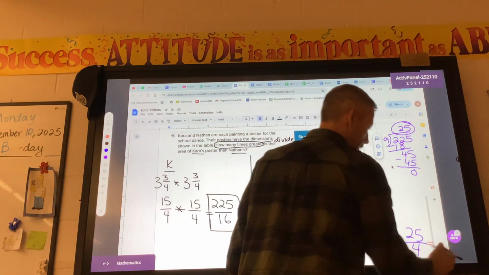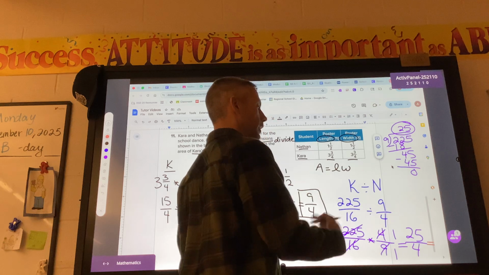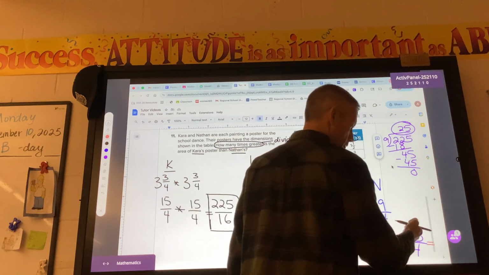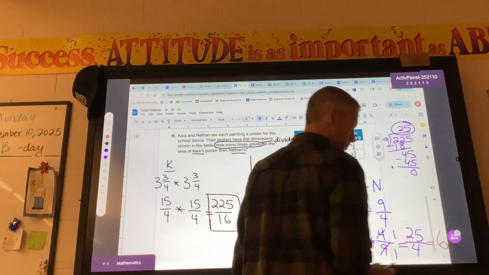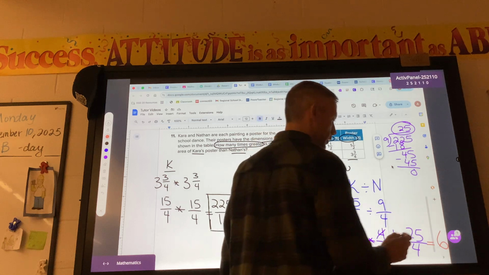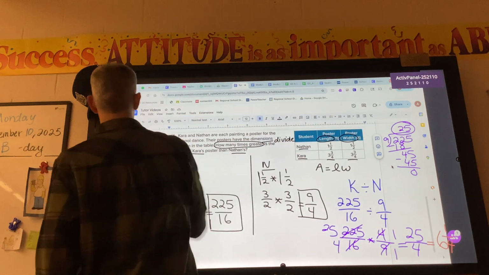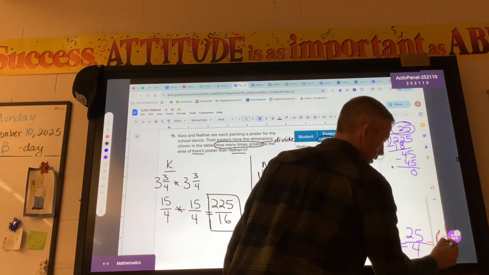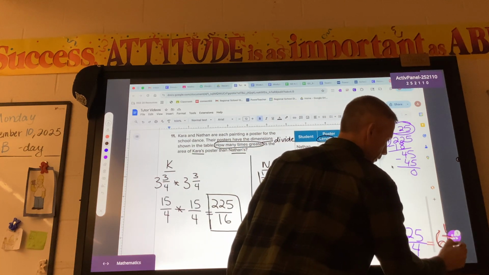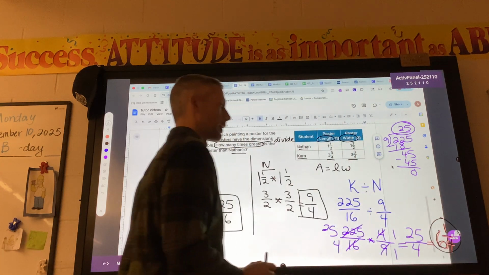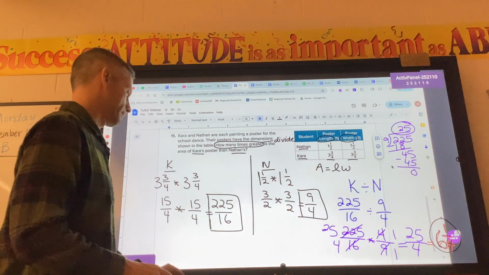I have to change 25/4 back into a mixed number. 4 goes into 25 6 times, because 6 times 4 is 24, and you would have 1 left over out of the next 4. I'll put that in black so you can see it. It is 6 and 1/4 times larger than Nathan's poster.